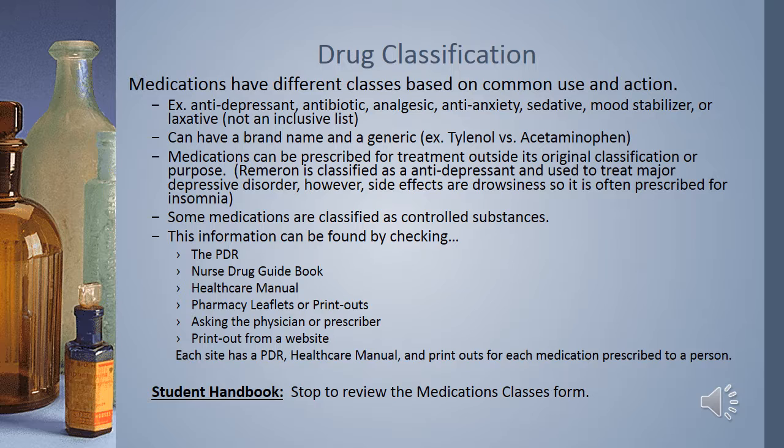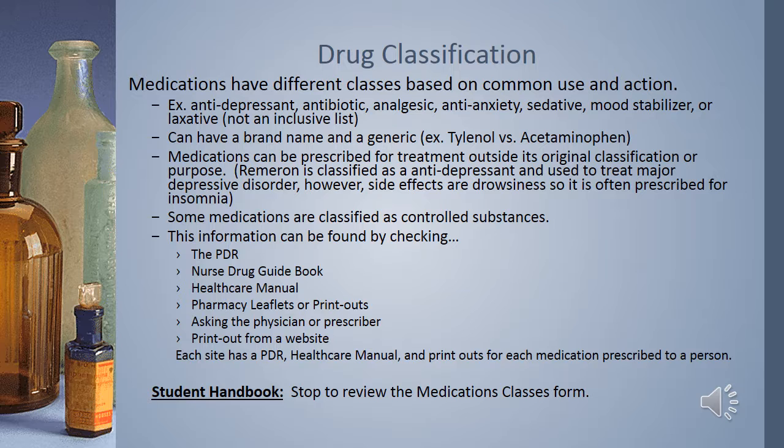Now we will discuss drug classification. Medications have different classes based on a common use and action. An example would be antidepressant, antibiotic, an analgesic, anti-anxiety, sedative, mood stabilizer, or laxative. This is not an inclusive list. They can be brand name or generic. An example of this would be Tylenol versus acetaminophen. They have the same active ingredients, however, one is brand name and one is a generic.